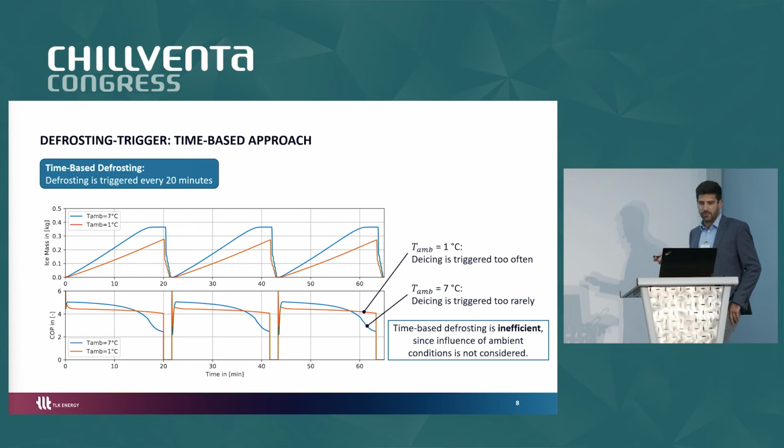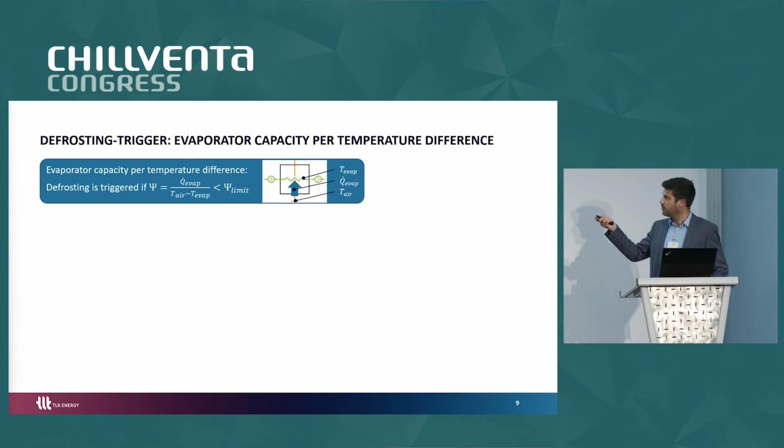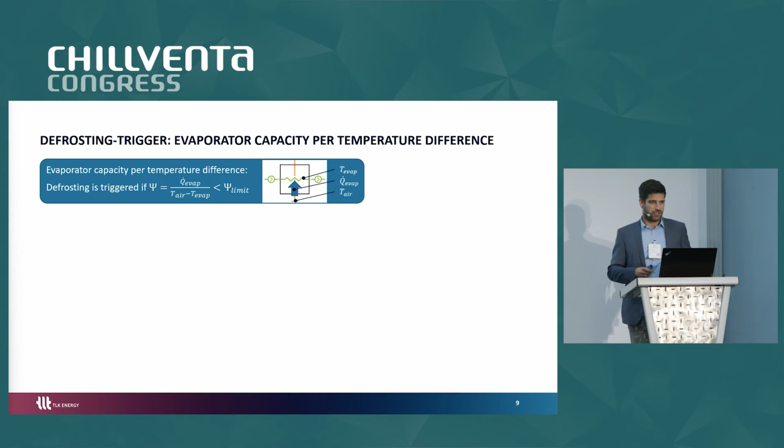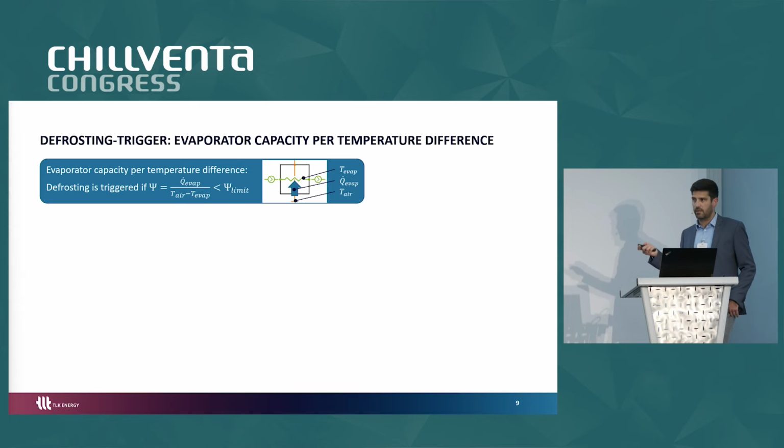Okay, so let's think about a slightly more sophisticated control algorithm. We have defined a value that contains the evaporation capacity, the heat flow at the evaporator, and the difference between the air temperature and the evaporator temperature. So this value contains both the heating or cooling power and the temperature difference, and now the defrosting is triggered when this value drops below a certain value. And now you can see what happens with this kind of controller.